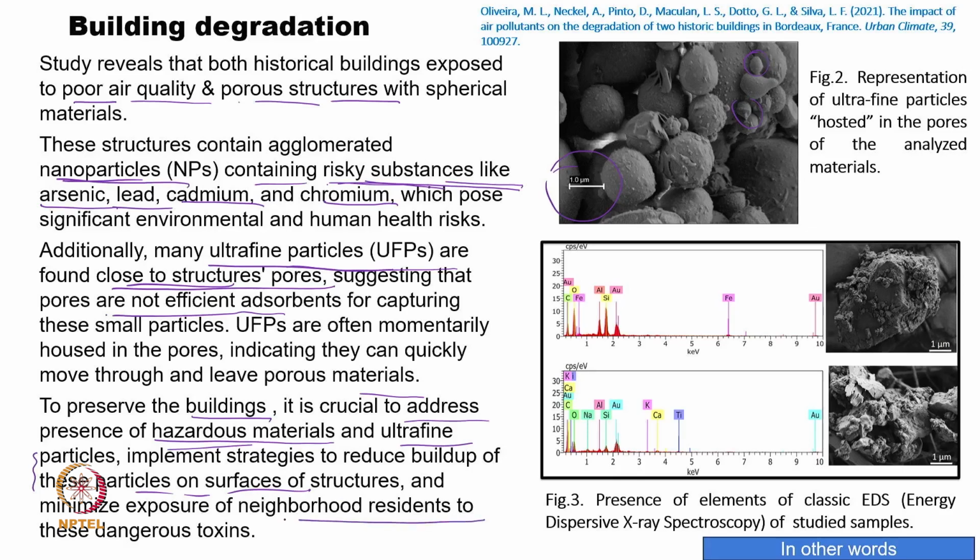there is a possibility that neighborhood residents will also be subject to this kind of toxic danger, because air will carry the particles, and the toxic material which remains here can be transferred through air to other places. If there are neighborhoods nearby, they can find this hazardous for them also.